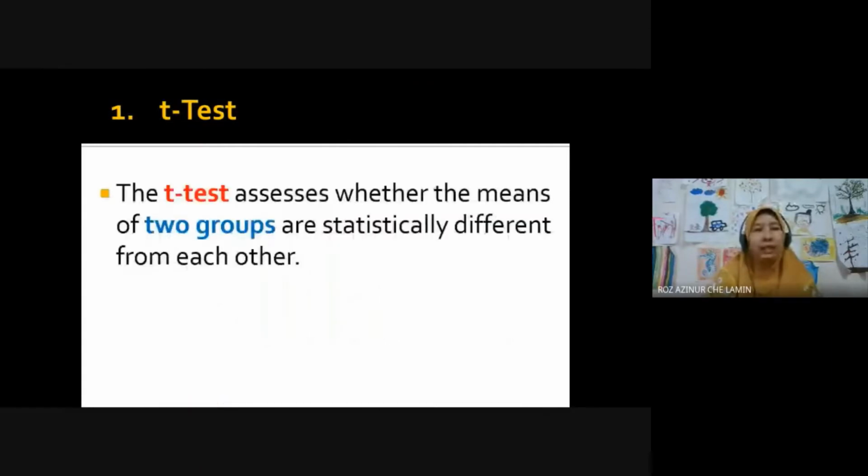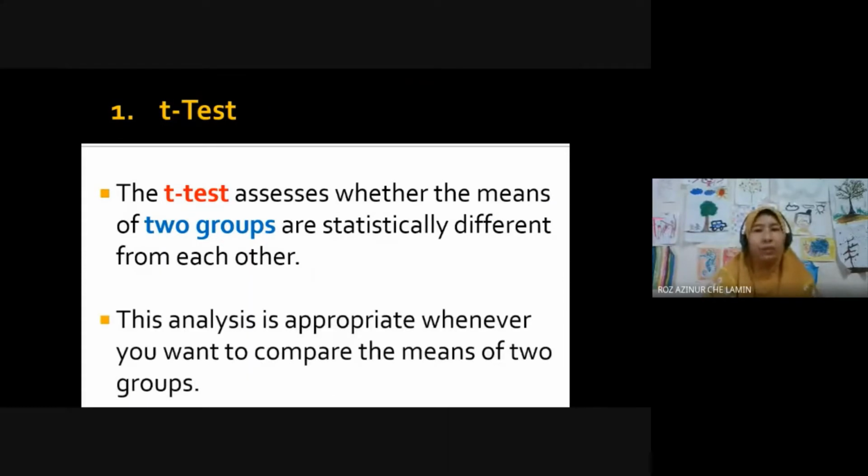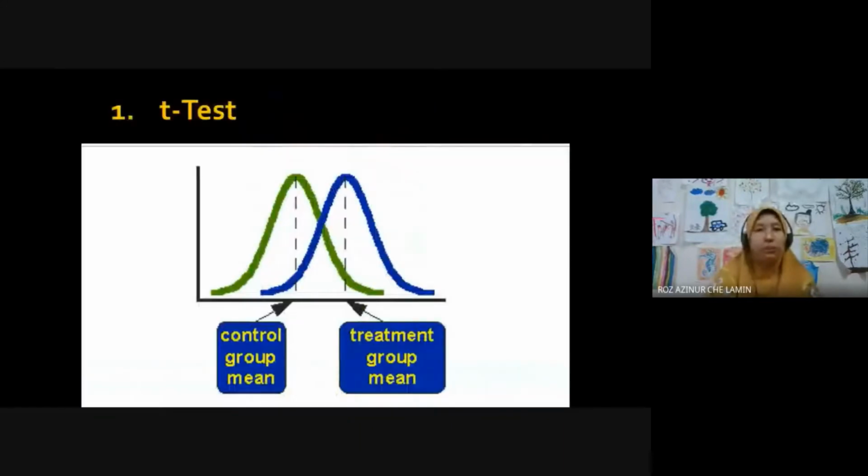What is t-test? T-test assesses whether the means of two groups are statistically different from each other. This analysis is appropriate whenever you want to compare the means of two groups. Like here, T for 2, this means for two groups. You can see here, this is the mean of the control group. You want to compare it with the mean of the treatment group.